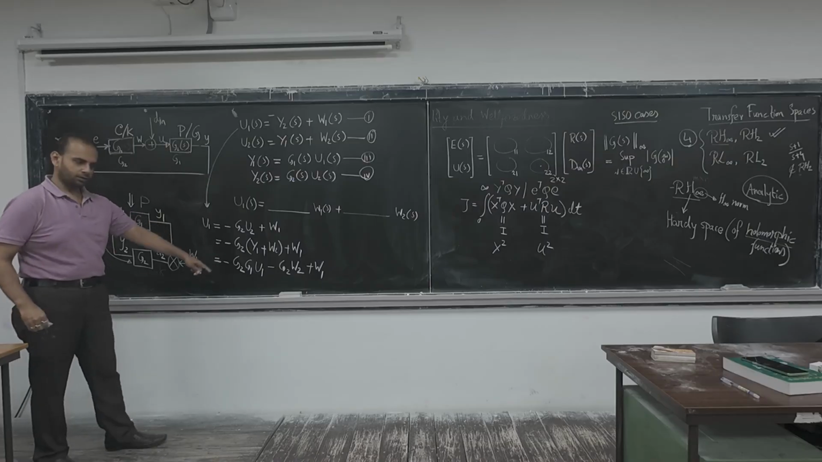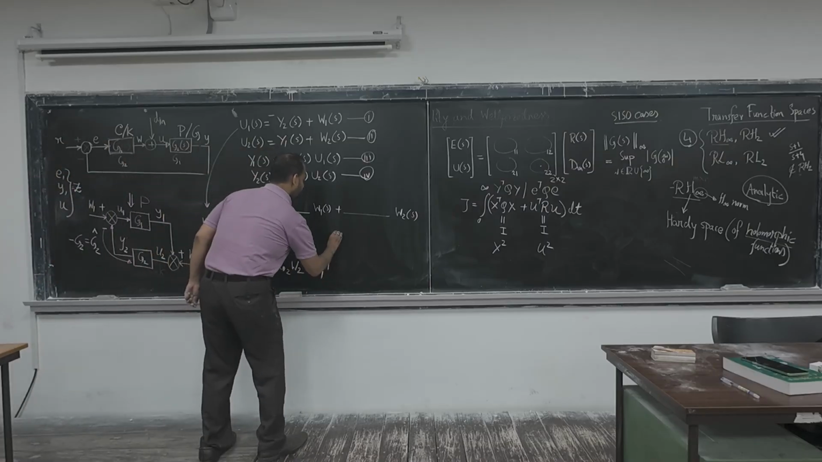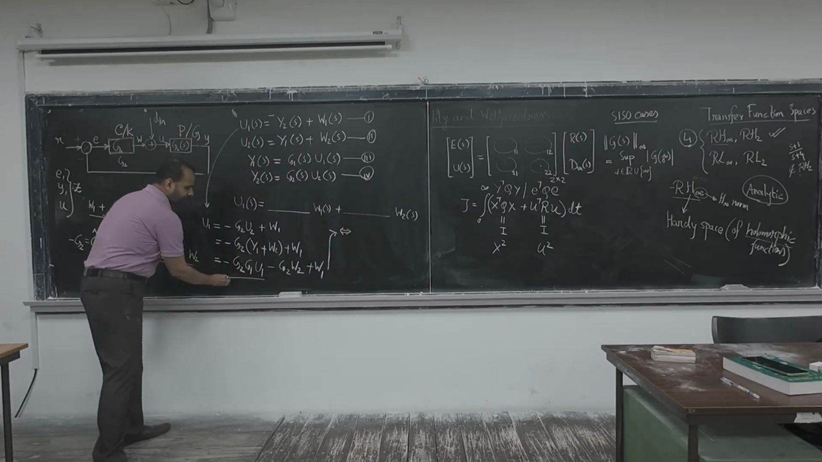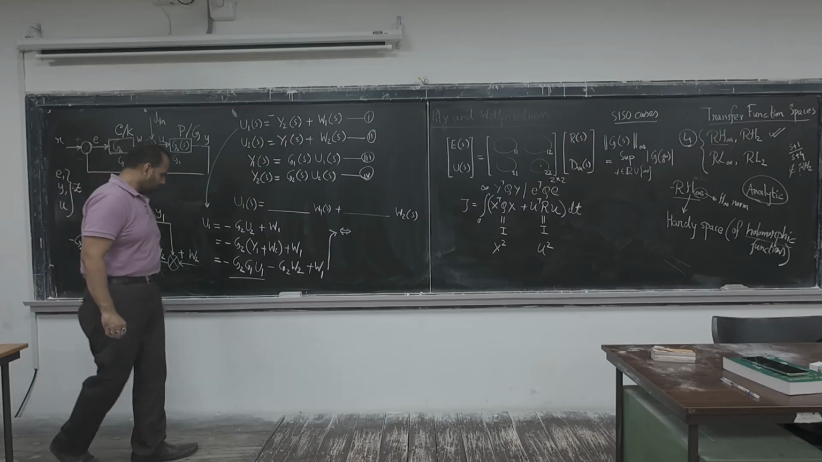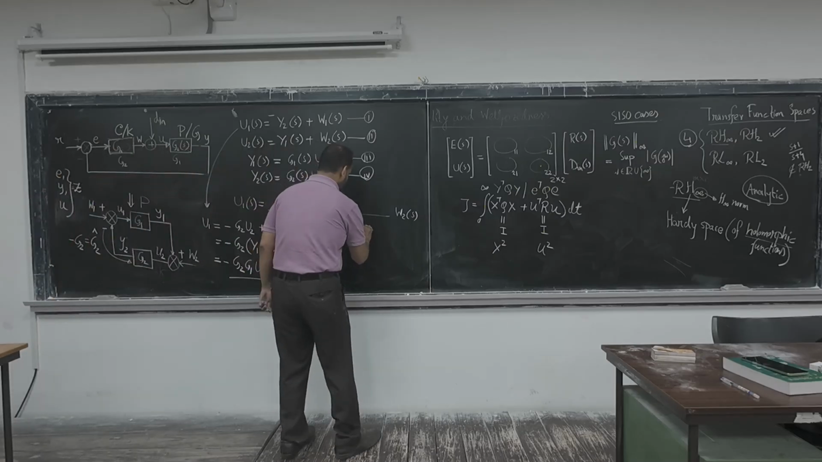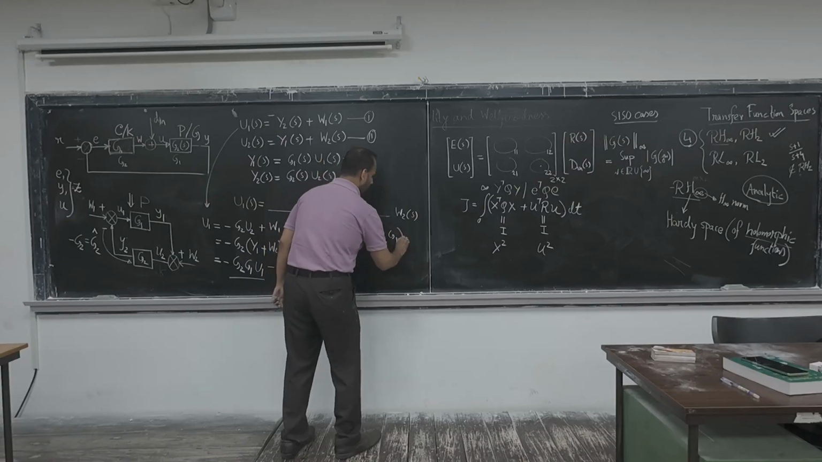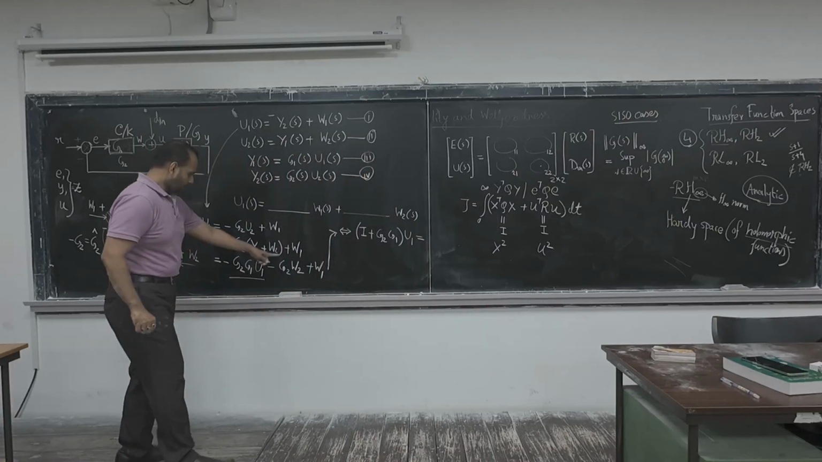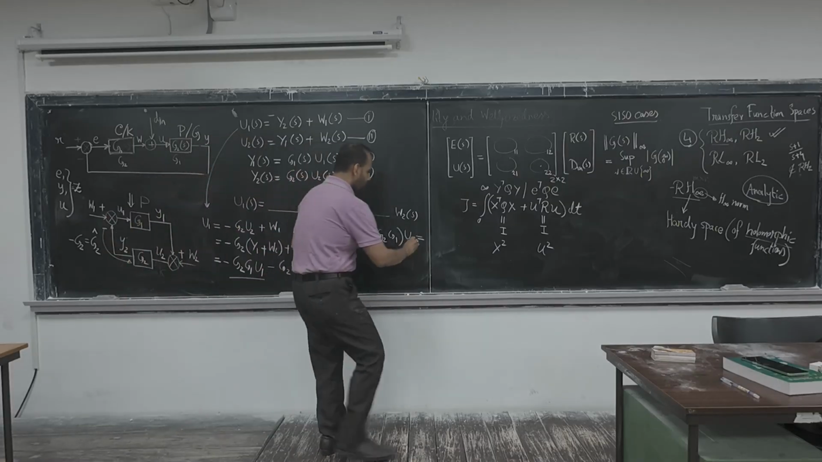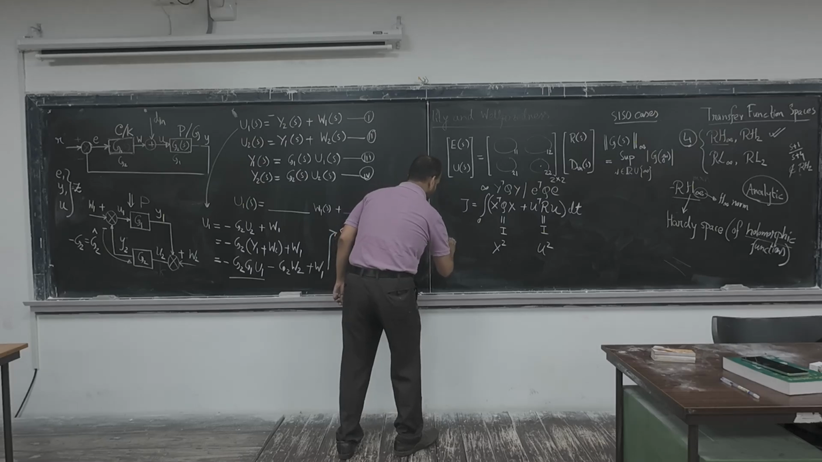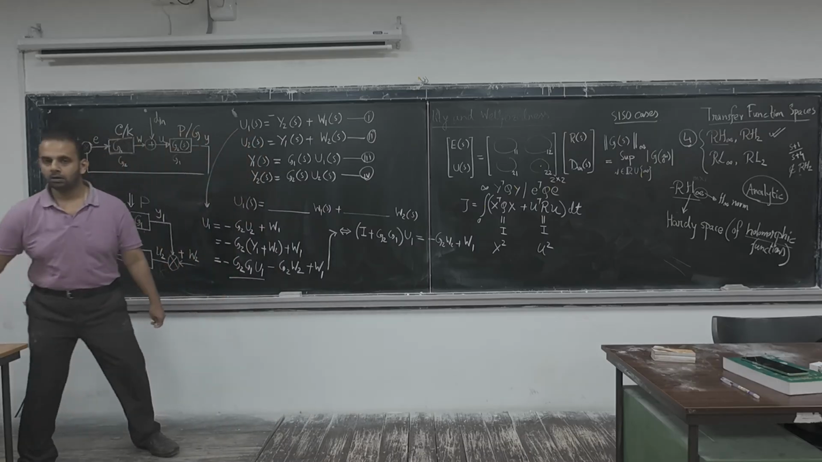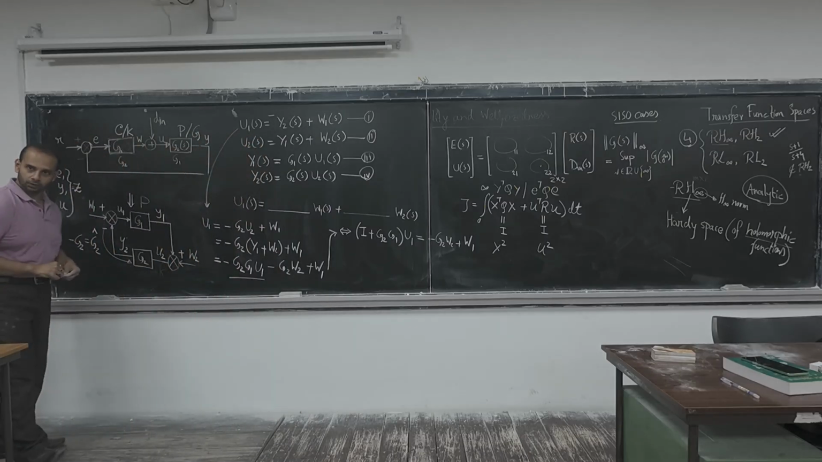Are you getting all of that? Please take this term to the left hand side, and then what would happen? That is I plus G2 G1 into U1 equals minus G2 W2 plus W1. I hope that is fine for all of you.